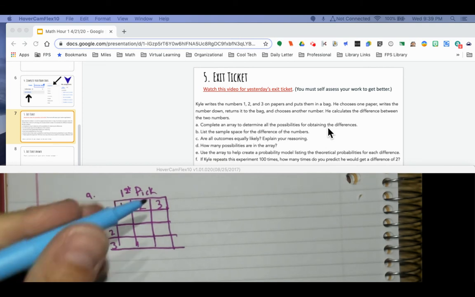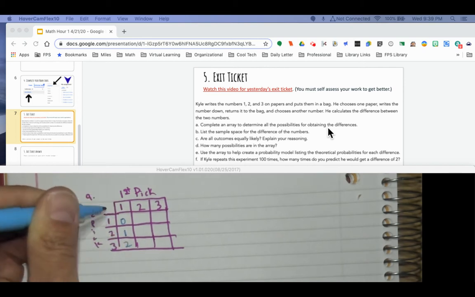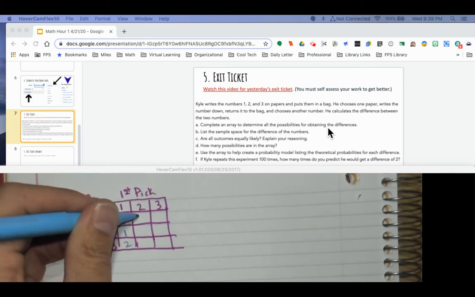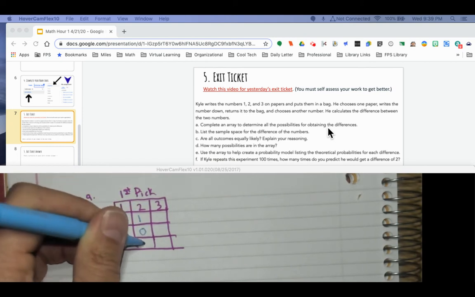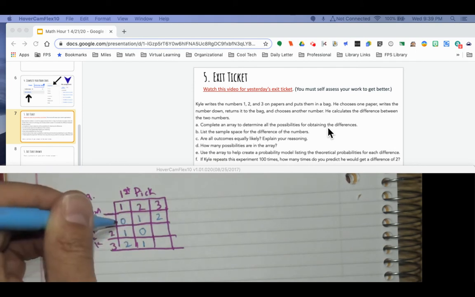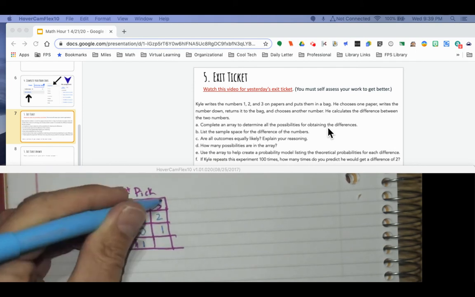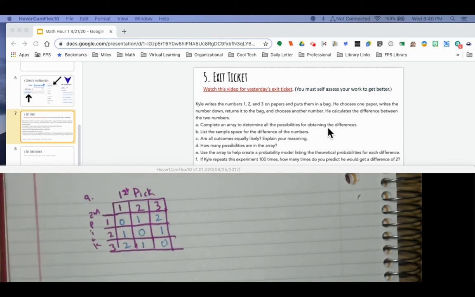Okay, so 1 minus 1 is 0. So the difference between 2 and 1 is 1. The difference between 3 and 1 is 2. The difference between 1 and 2 is 1. The difference between 2 and 2 is 0. The difference between 2 and 3 is 1. The difference between 3 and 1 is 2. The difference between 3 and 2 is 1. The difference between 3 and 3 is 0. Okay? And so that's what my array should look like in this particular situation.